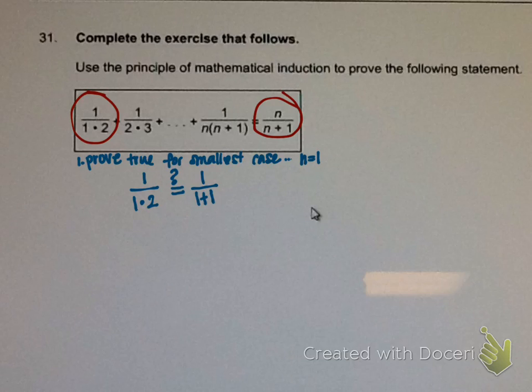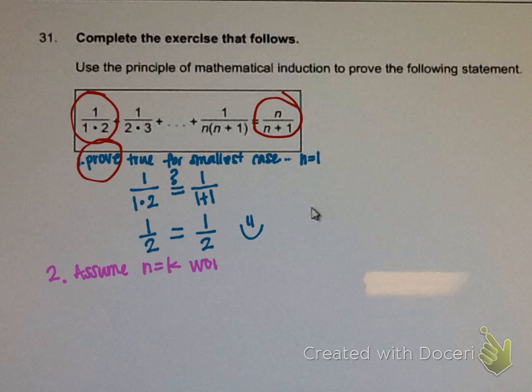So here's the first case where I'm just setting the first piece equal to the last piece. So then I reduce down: is the left side, 1/2, equal to the right side, which is 1/2? And because it's equal, then I'm happy because I've done the first step, proving the smallest case.